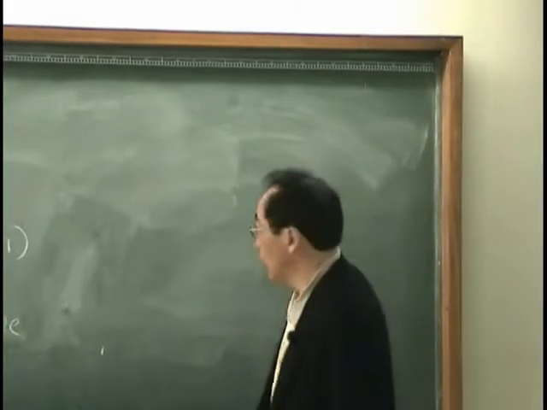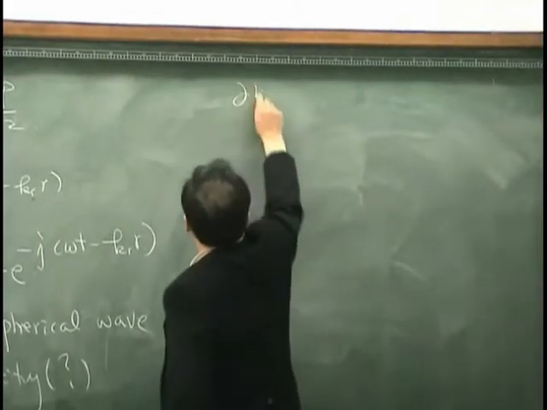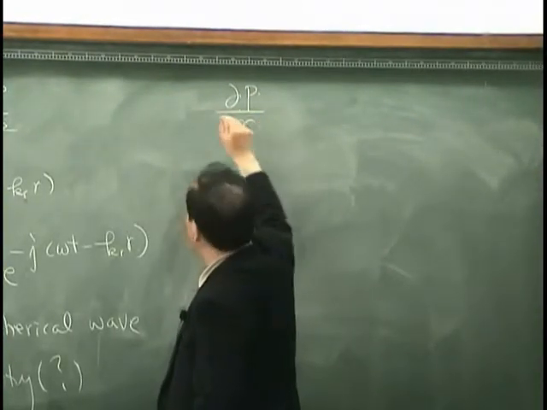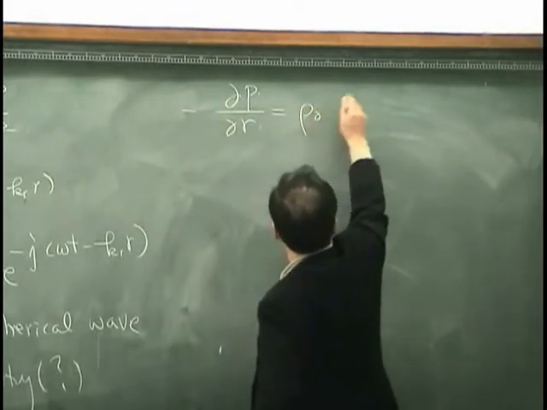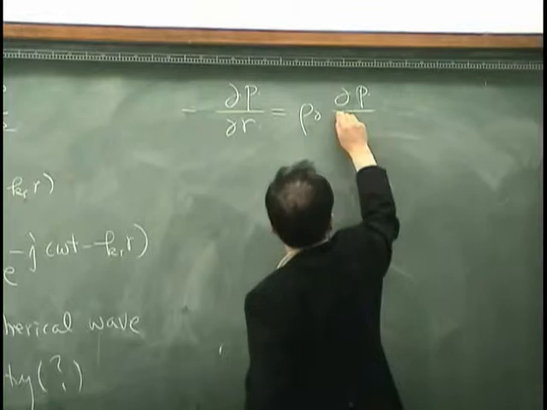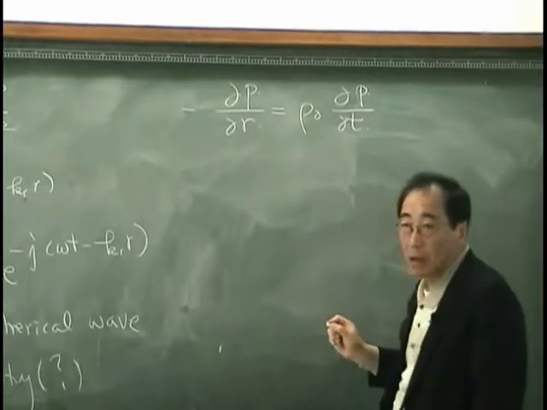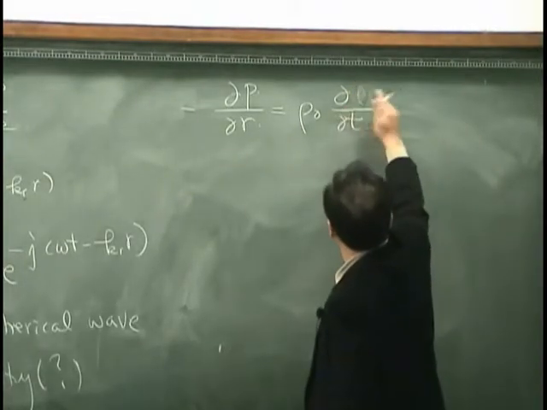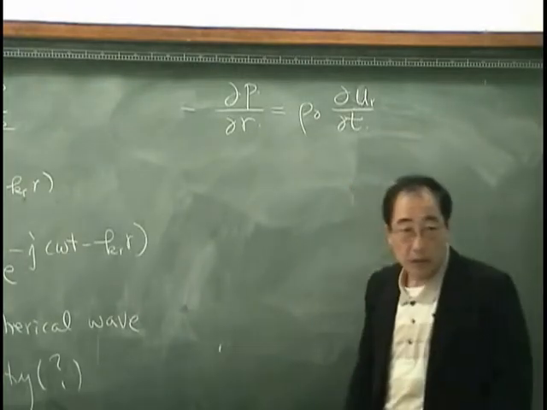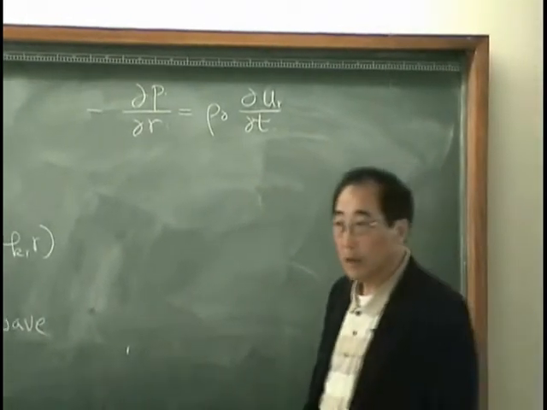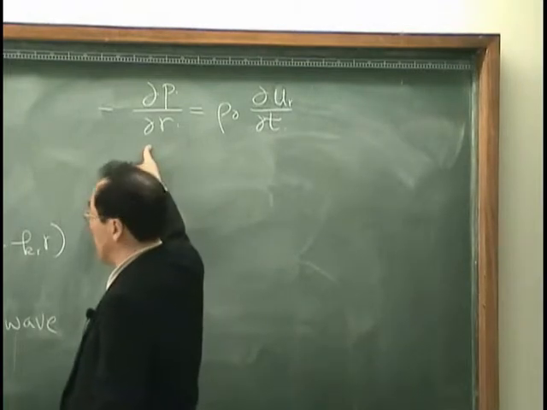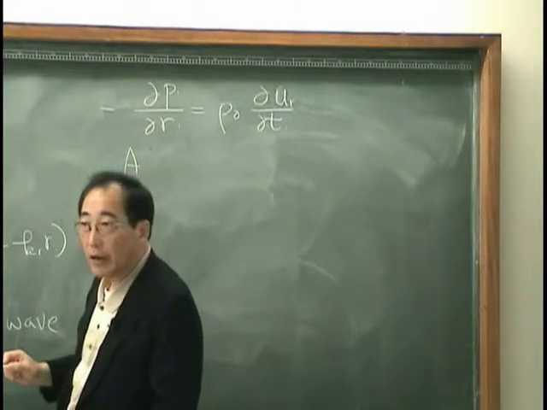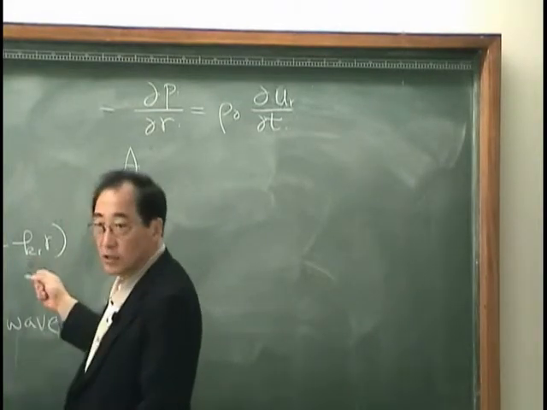Euler equation. Okay, from the Euler equation, minus dP/dr has to be balanced by rho 0 dur/dt. Is it correct? No. This has to be the velocity in the r direction. Okay? So this is dP/dr. Now I have 1 over r as well as this. I have to be very careful.